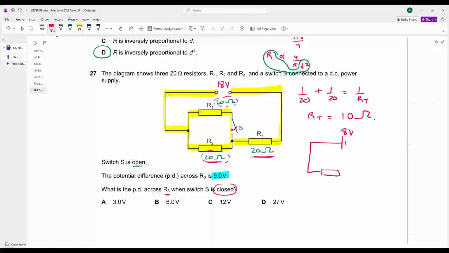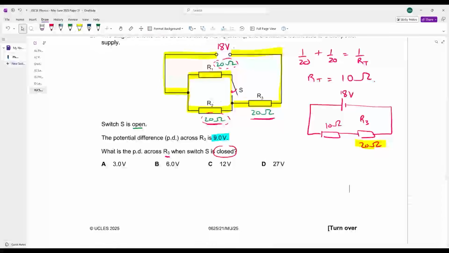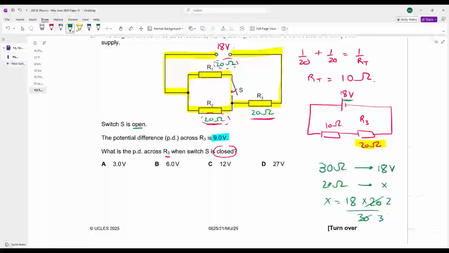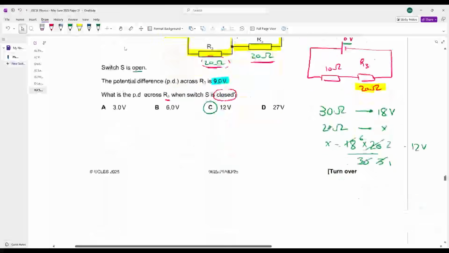18 volts, into 10 ohms, into 20 ohms. You have to calculate the voltage across this 20 ohm, R3. How will you do it, beta? We will apply the ratio method. 10 ohms plus 20 ohms, what is the total resistance? 30 ohms. 30 ohms of resistance is getting a voltage of 18 volts. 20 ohms of resistance will get a voltage of x. Can you calculate x? 18 into 20 divided by 30, 2 divided by 3, 1, 6, 12 volts. C is your answer. Simple, let's move ahead.